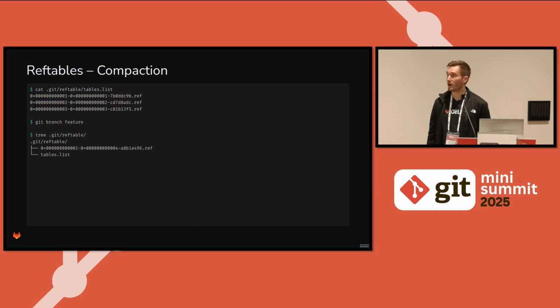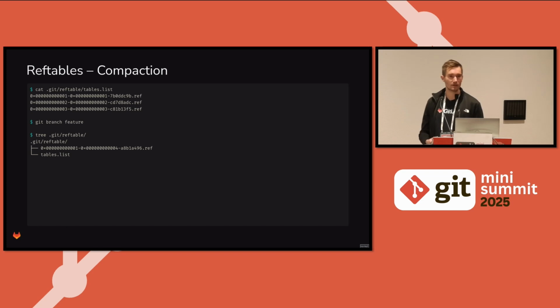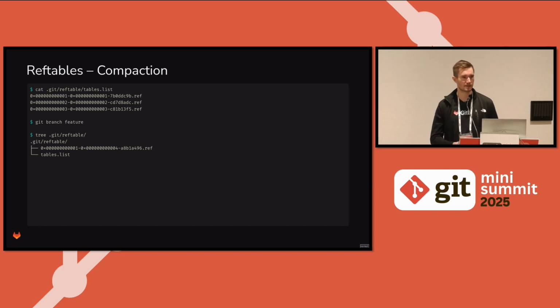So let's create another branch. As you can see, this time around we didn't actually append a new table. Instead, we end up with a single merged table that contains all of the references of that repository.